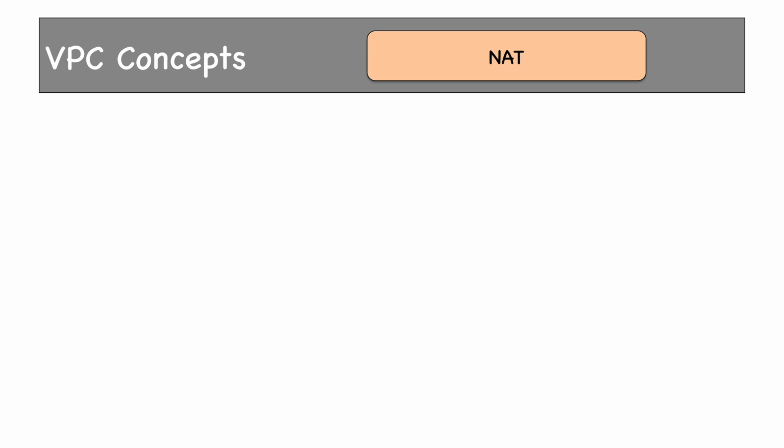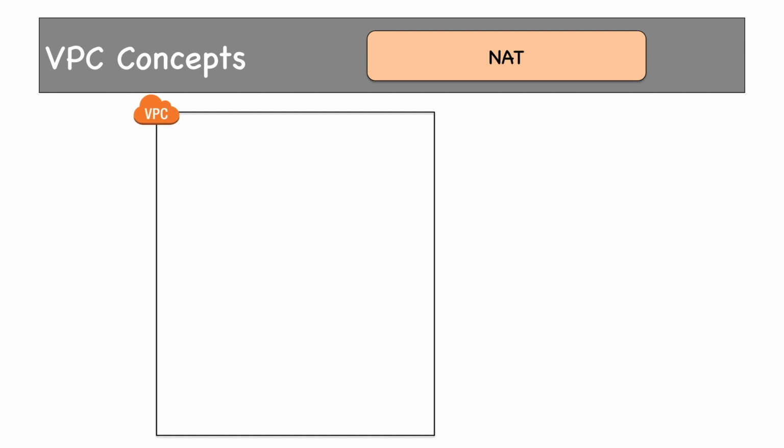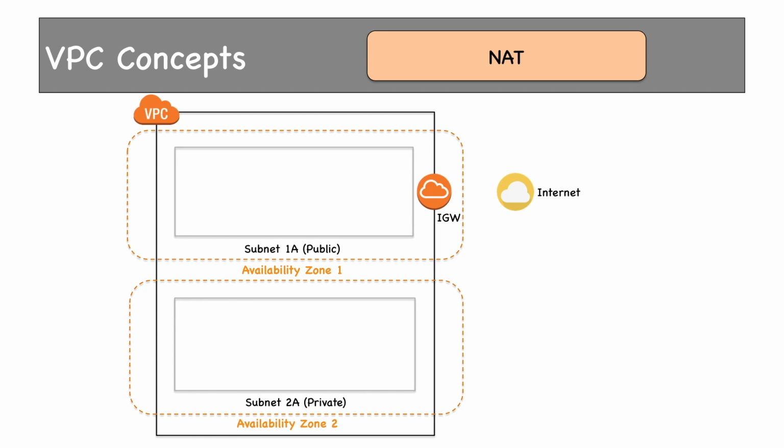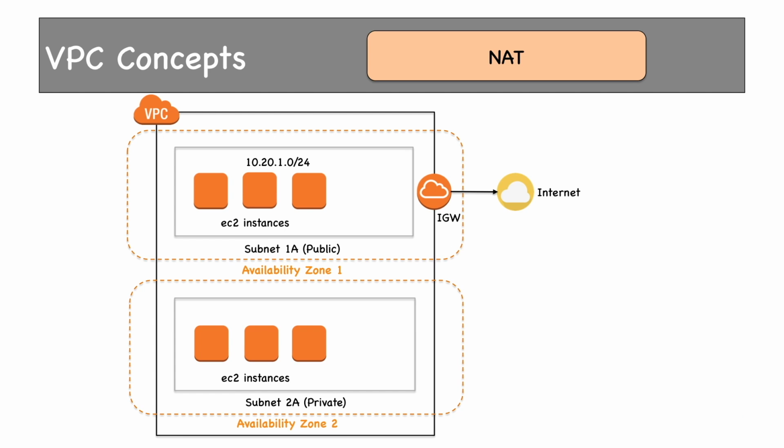Next point of discussion is NAT, or network address translation. Let's understand NAT using an example right away. This is our VPC and we have an internet gateway attached to it. And this is our famous internet. There are two AZs, AZ1 and AZ2. Each AZ has a single subnet. Subnet 1A is public and subnet 2A is private. This is the network address of subnet 1A. We have instances in both the subnets.